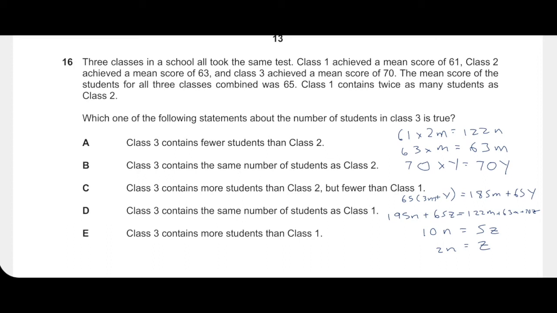As the average score in Class 1 was 61, the total of all the scores in Class 1 was 61 times 2M, which is equal to 122M. As the average score in Class 2 was 63, the total of all the scores in Class 2 was 63M. If we say there are Y students in Class 3, then the total score of all the students in Class 3 is 70Y.